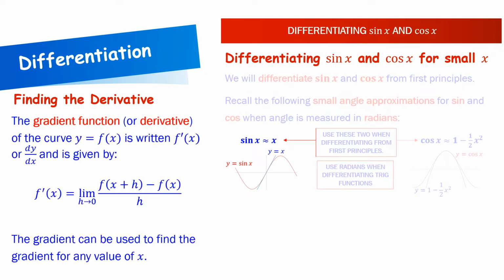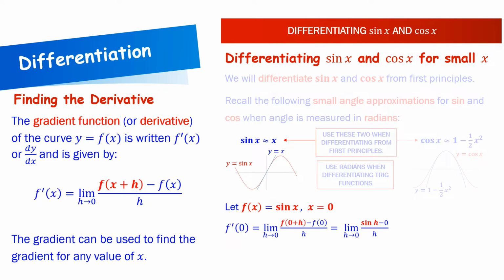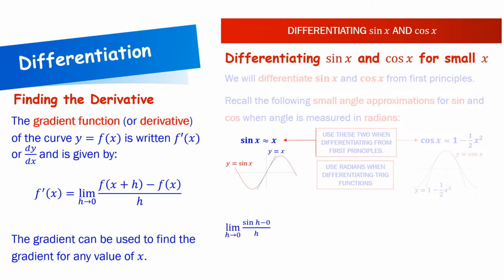If we want to differentiate sin x close to 0, we let f of x equal sin x and x equals 0, and then apply this to our formula for f dash of x, as shown here. So we have f of x equals sin x and f dash of 0 equals the limit as h tends to 0 of f of 0 plus h, which is sin h, minus f of 0, which is 0 because sin 0 is 0, all over h. We will now work with the limit as h tends to 0 of sin h minus 0 all over h.